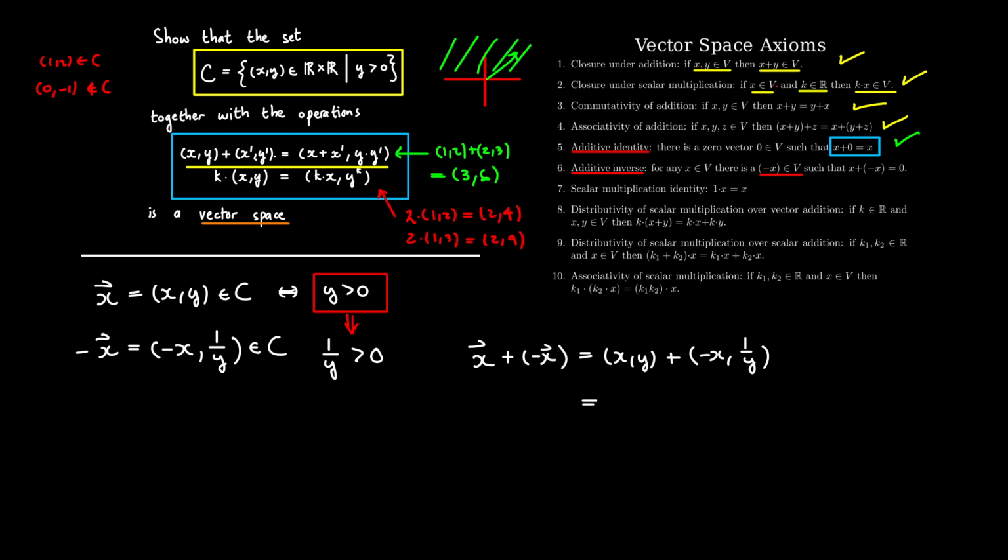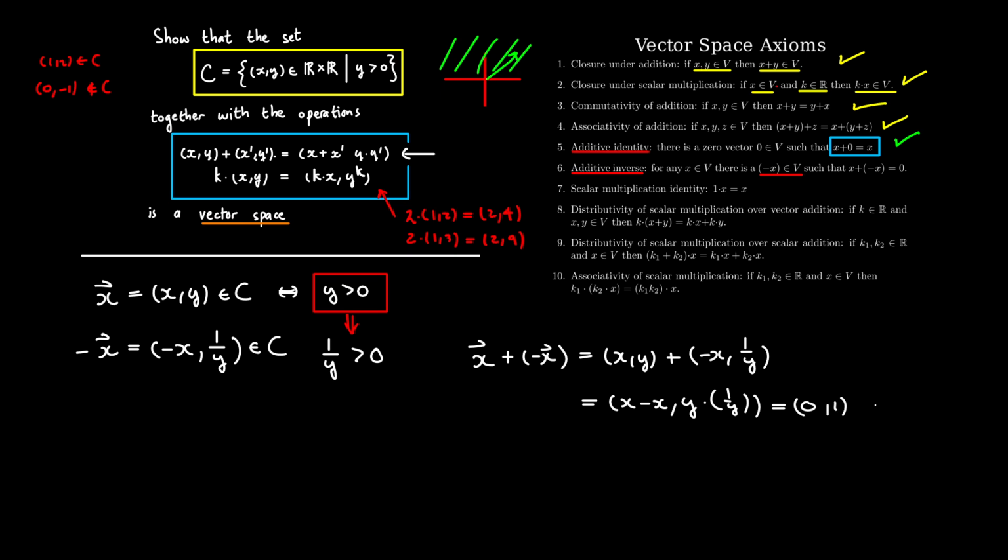Again, according to how we have defined the addition, so I'll just try and keep this here. One second. According to how we've defined the addition, which is given again here, this quantity here is going to be x plus negative x, which is x minus x, and then y times 1 over y. And so this here is just 0, comma 1.